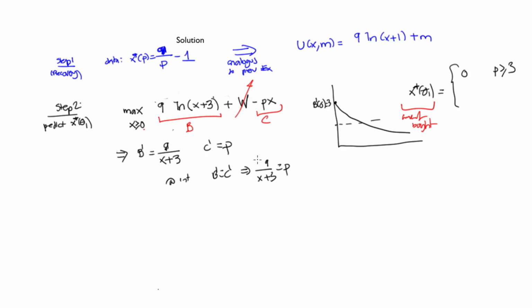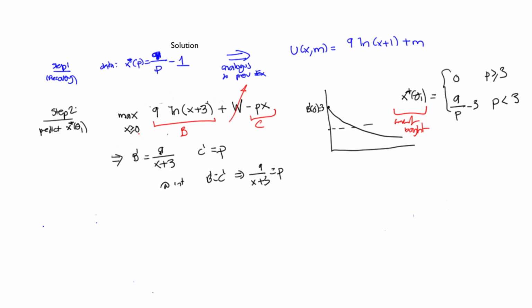And if you solve that, what you get is the formula for the amount that you buy, which is just 9 divided by p minus 3 for p less than 3. So now we have a full characterization of what you buy as a function of any possible price in the market.